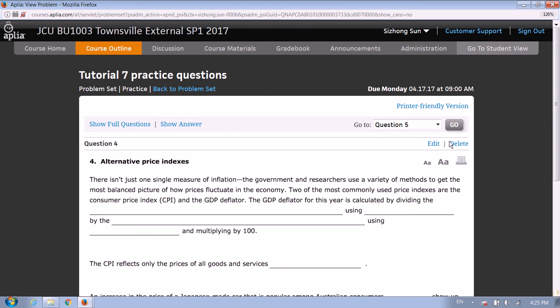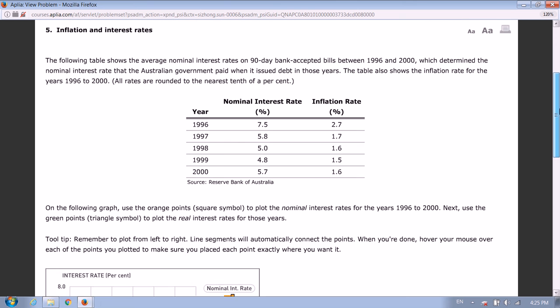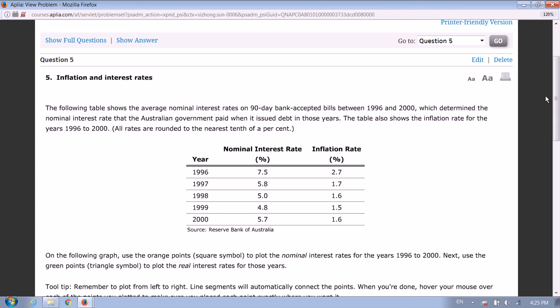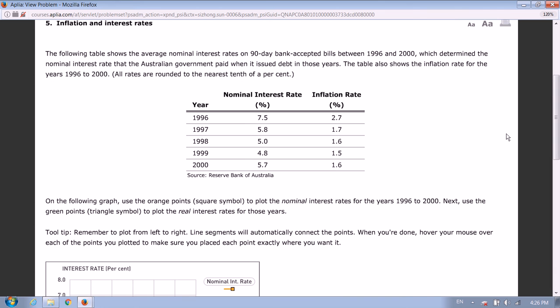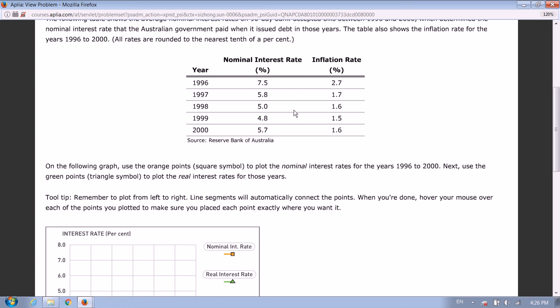Let's go to the last question, question 5. The following table shows the average nominal interest rate on 90-day bank accepted bills between 1996 to 2000, which determined the nominal interest rate that the Australian government paid when it issued debt in those years. And there's also the inflation rate. So the first task is to draw a diagram for the nominal interest rate and inflation rate.